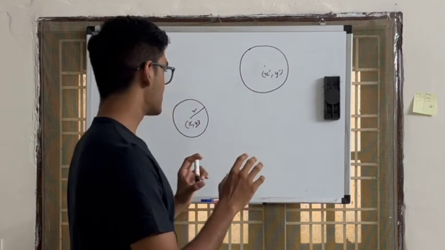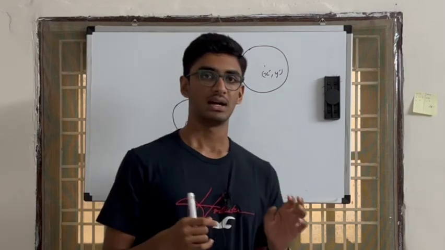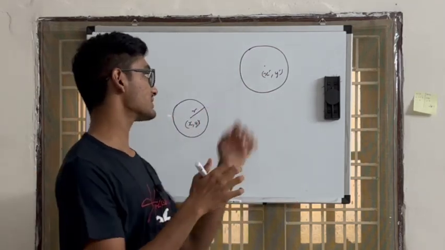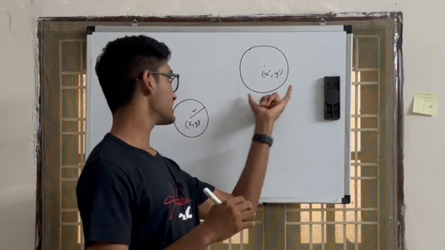The next thing is they'll give you another coordinate too, x dash and y dash. And you have to make sure that you bring this circle here. This is the same circle actually. This and this is the same circle. Your job is to bring this from here to here. How?